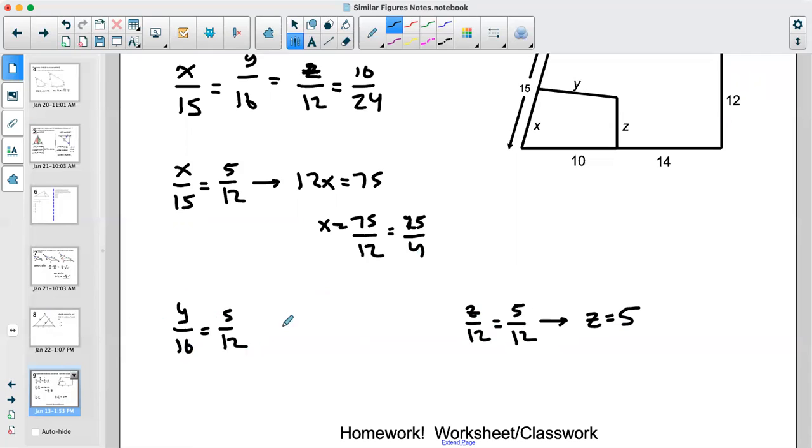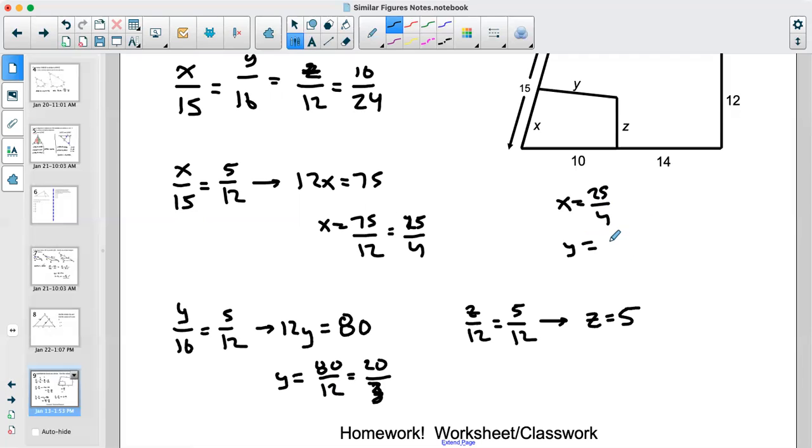All right, Y over 16 equals 5/12. So now I do this times this, and I get 12Y equals 80. So Y is 80/12. Divide them both by 4 and you get 20/3. So I got X is 25/4, Y is 20/3, and Z is 5.